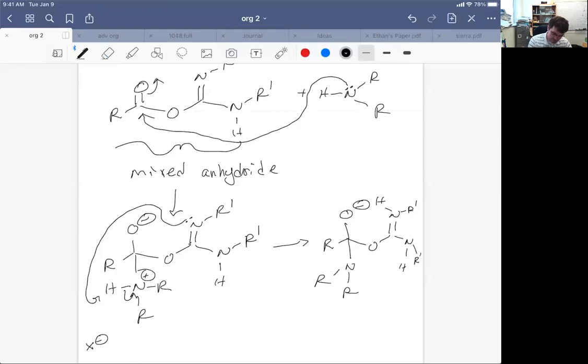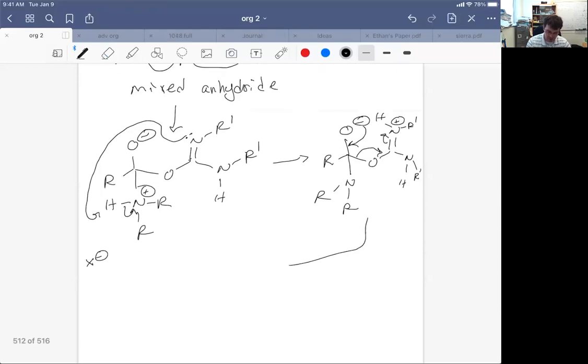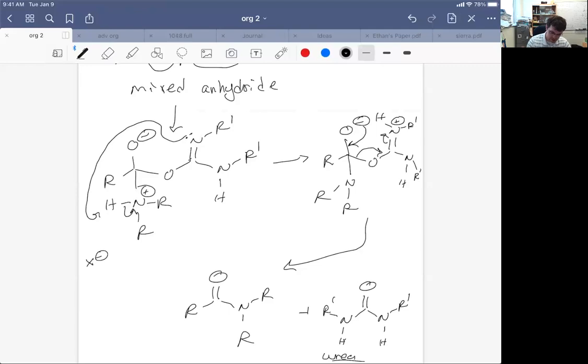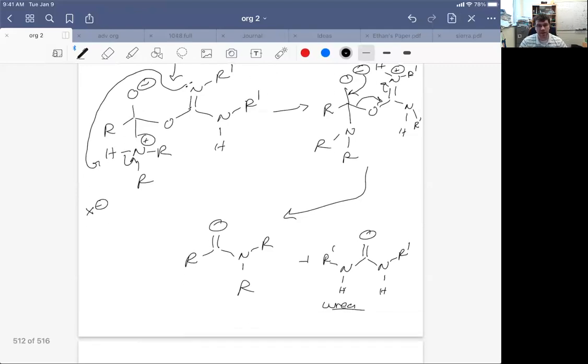But anyway, if we transfer that hydrogen over, what we can do at this point is the oxygen comes down, the carbon-oxygen bond breaks to make a carbon-oxygen double bond, and that pushes electrons over to neutralize the nitrogen. A lot of work, but we ultimately get our amide out. Now, the driving force for this reaction is to make a very stable molecule known as a urea. So urea is when we have a nitrogen on either side of a carbonyl. It's an interesting functional group.